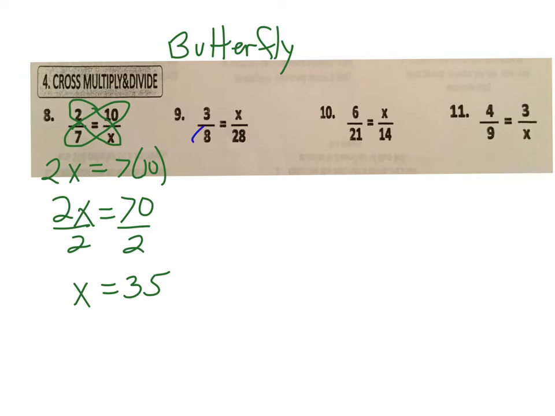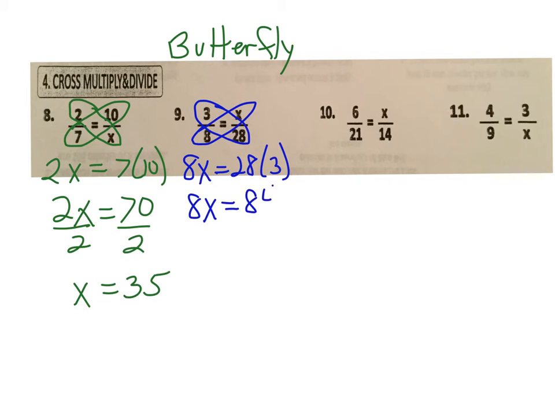Butterfly method, 8 times x and 3 times 28. So 8x equals 28 times 3. So that gets you 8x equals, and you're just solving this side, and you get 84. Now that is, again, just a one-step equation. So divide that off your x. X equals 10.5 or 10 and a half, whichever you want.